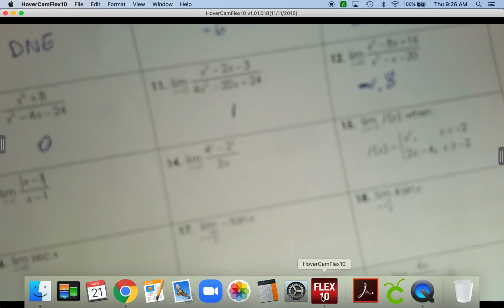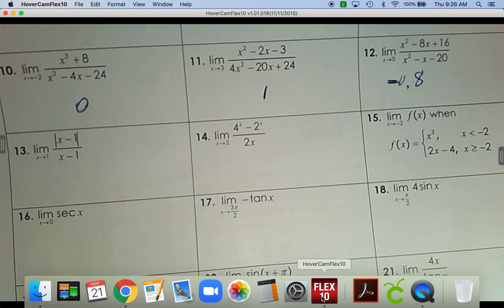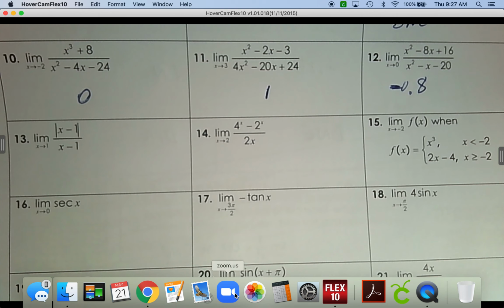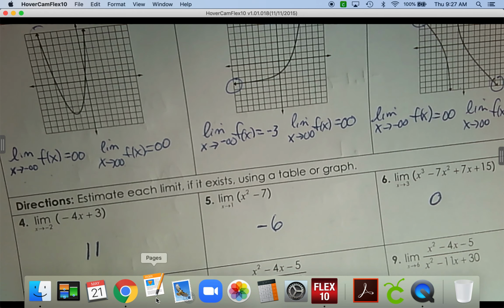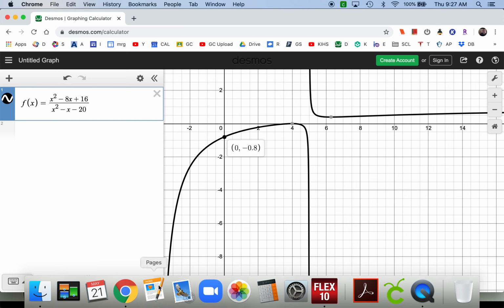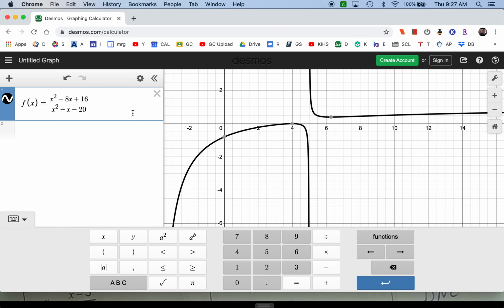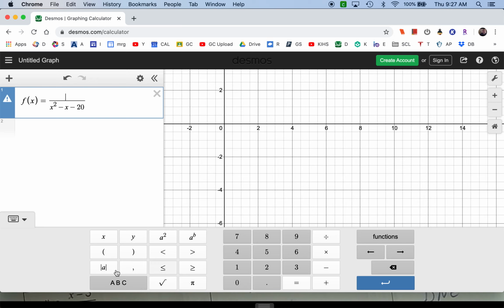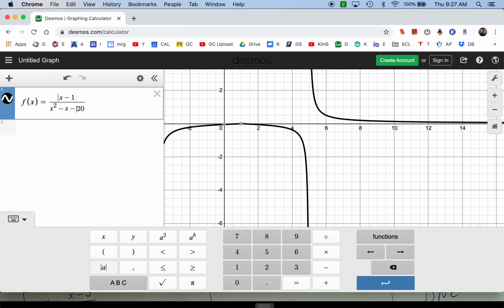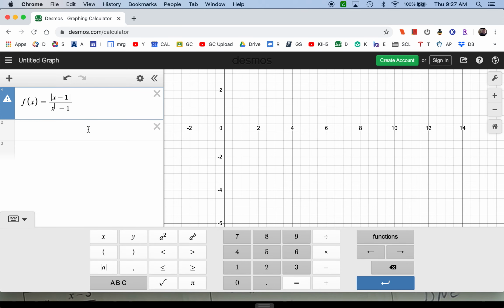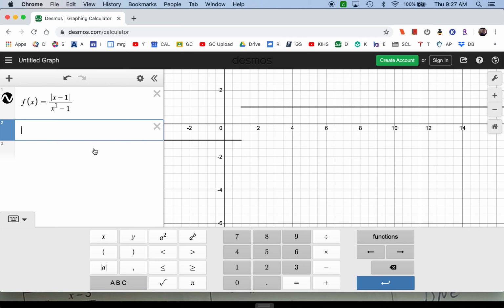All right, let's keep going. Again, I'm mostly going to use Desmos here to show you what the limit is. So for here, the next one is I need absolute value of x subtract 1, and then the denominator is x subtract 1. And then what I'm looking for is what's happening as x approaches 1.